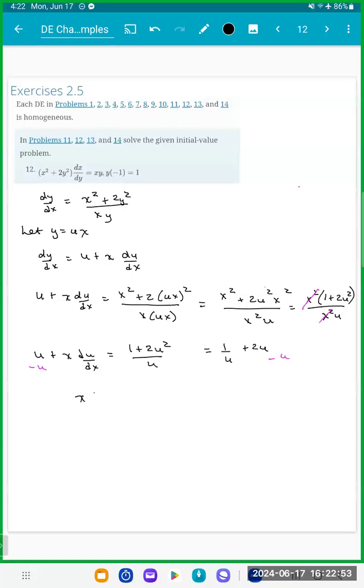So I have x du dx is equal to 1 over u plus u. Okay. I can rewrite this piece here. So this is just taking this, simplifying it to here. I could rewrite this where I get a common denominator. So that's going to be 1 plus u squared over u.